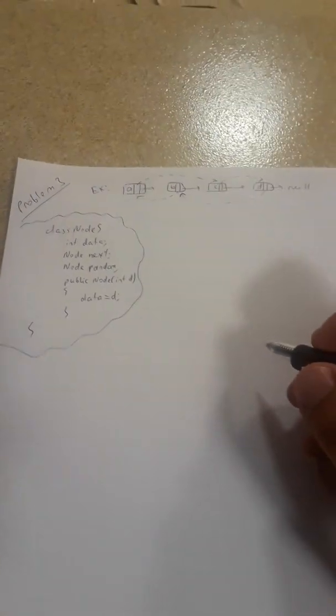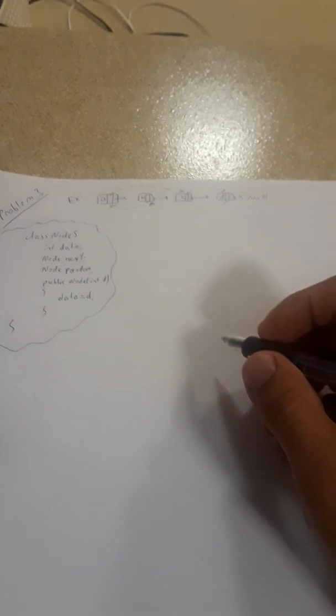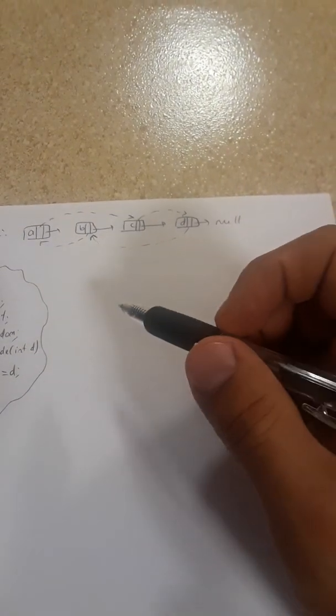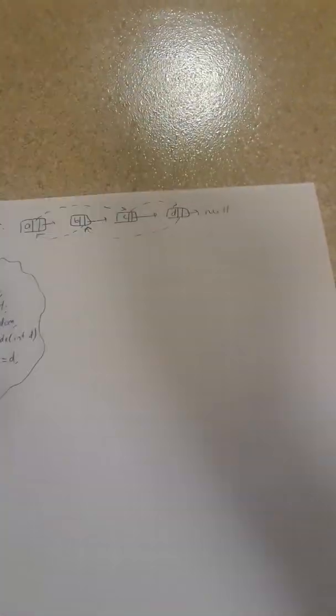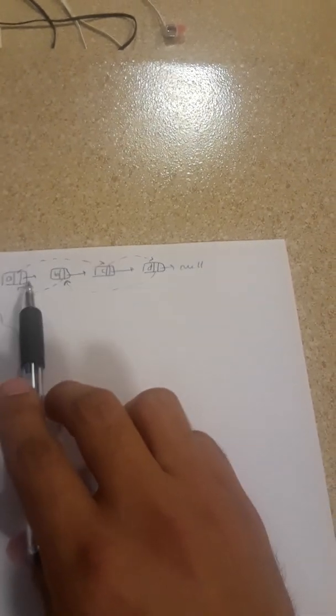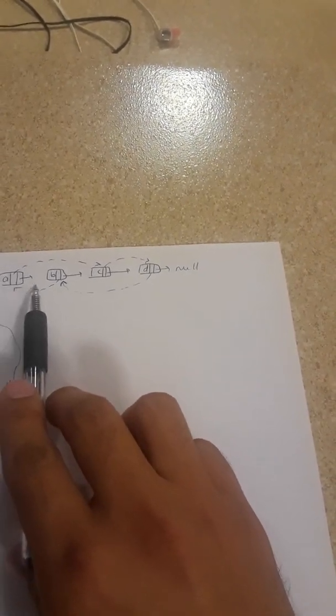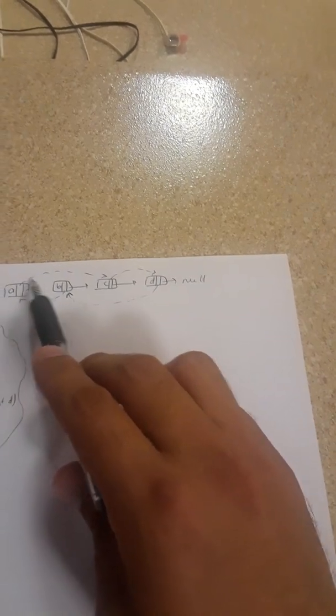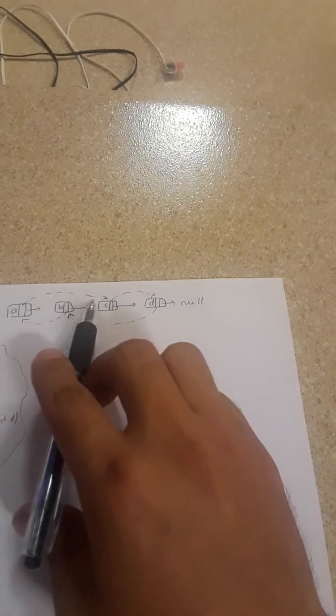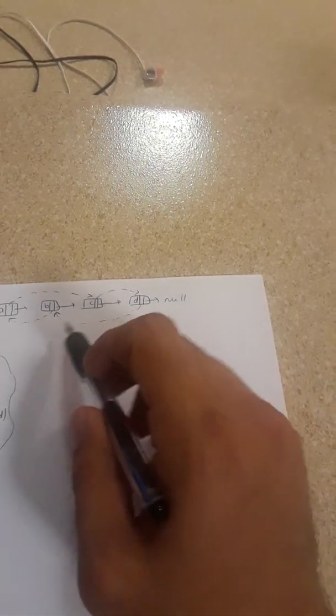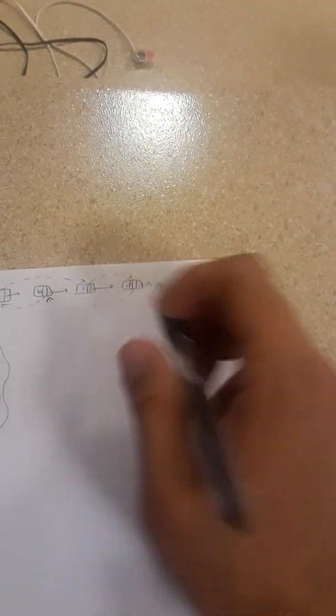Hello, here's problem number 3, and in this problem we have to clone a linked list with a random pointer. In this linked list each node also has a random pointer besides the next pointer. For example, in the given example each node points to another, and we also have a random pointer which points in a different order to the other nodes of the linked list.